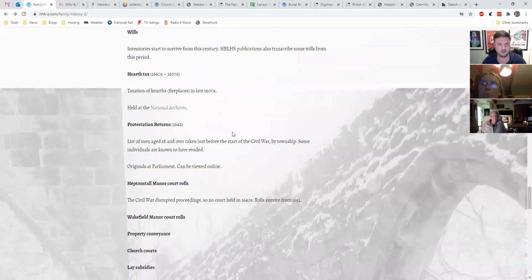And then you might have heard of window tax, but as far as I'm aware, there aren't any individual window tax enumerations surviving, only sort of groups, so they're not a thing, unfortunately.